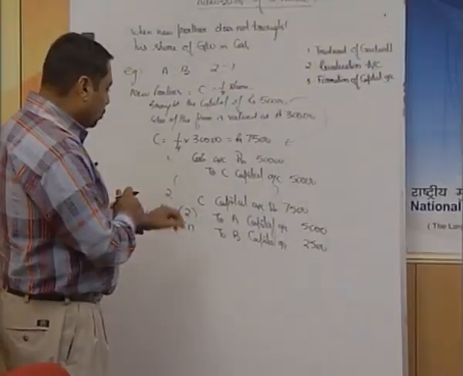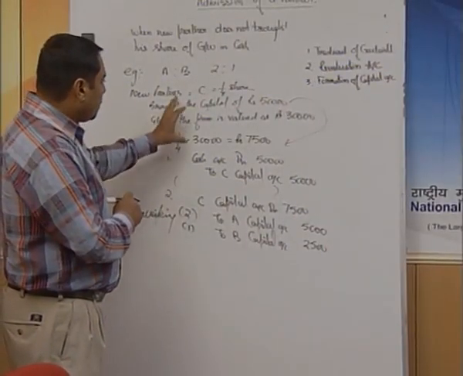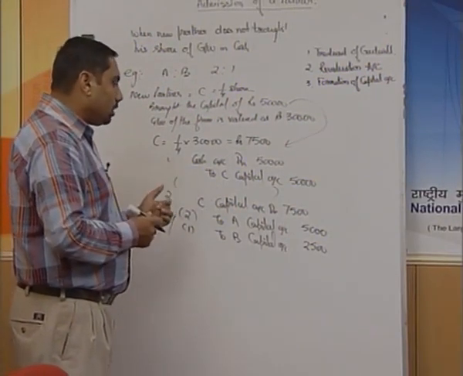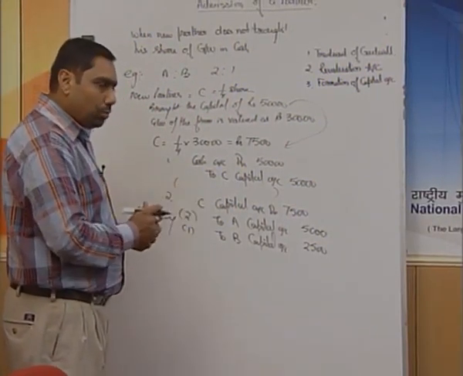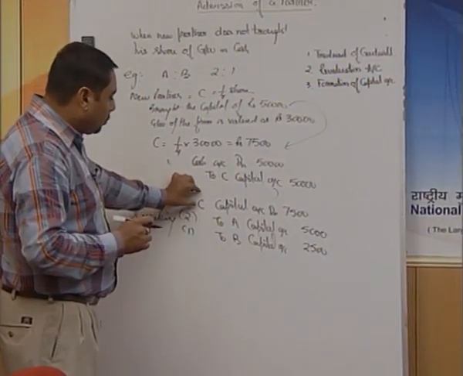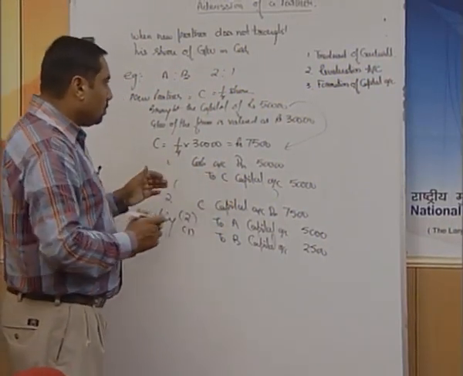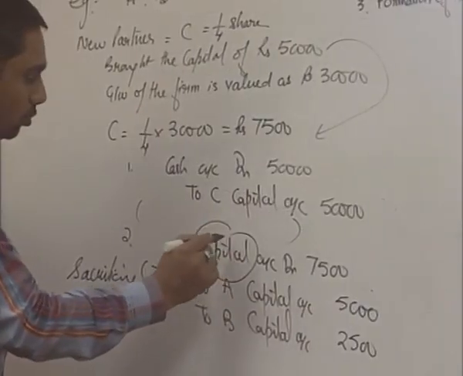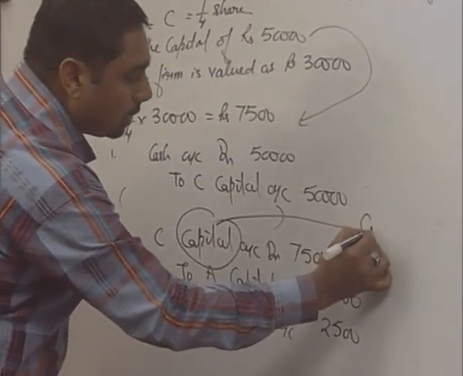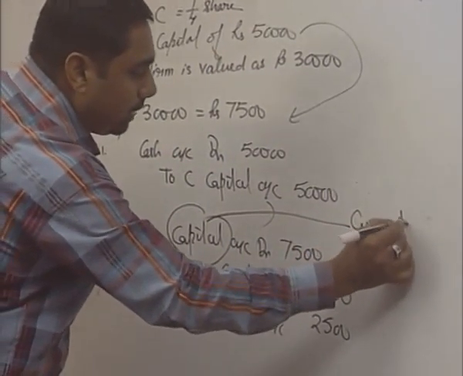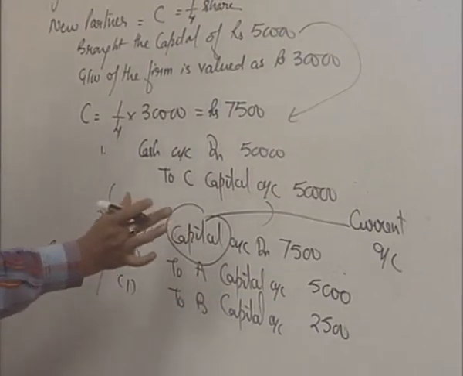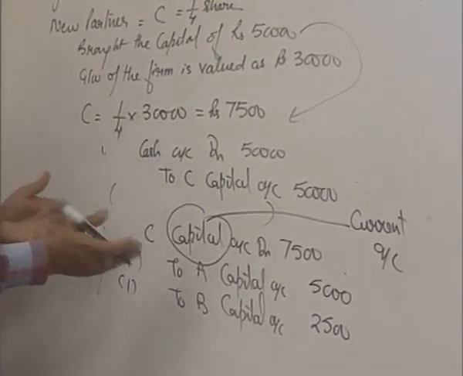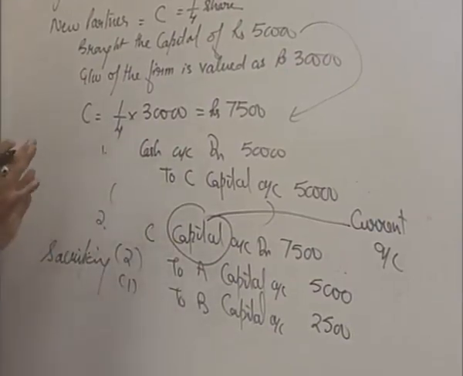The other possibility could be that C neither brought his capital. In that case, how are we going to take the amount from the capital if capital is not going to be brought? Then, in place of writing the word C capital account, we will use the word current account, and this is only in case when the capital is not going to be brought. If a new partner brings his capital, then very well, you have the amount from the capital itself.